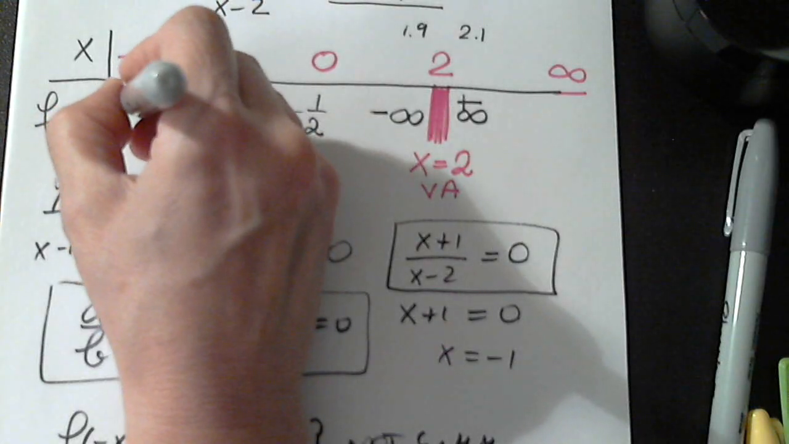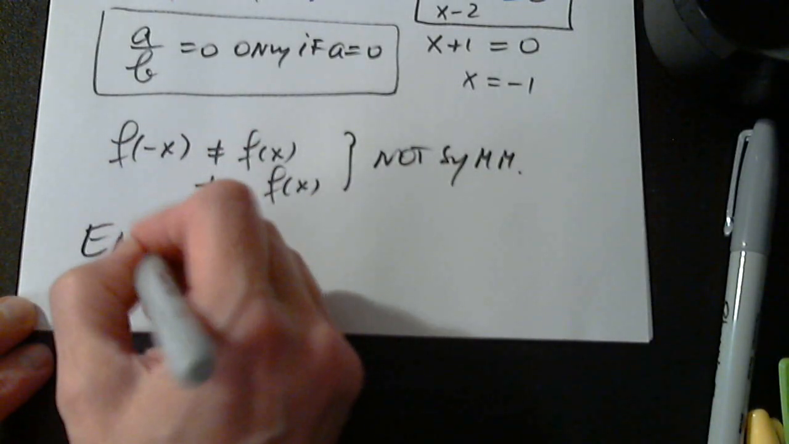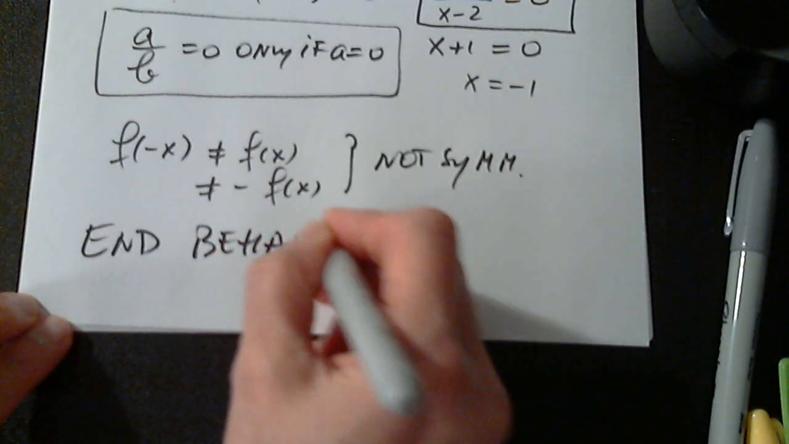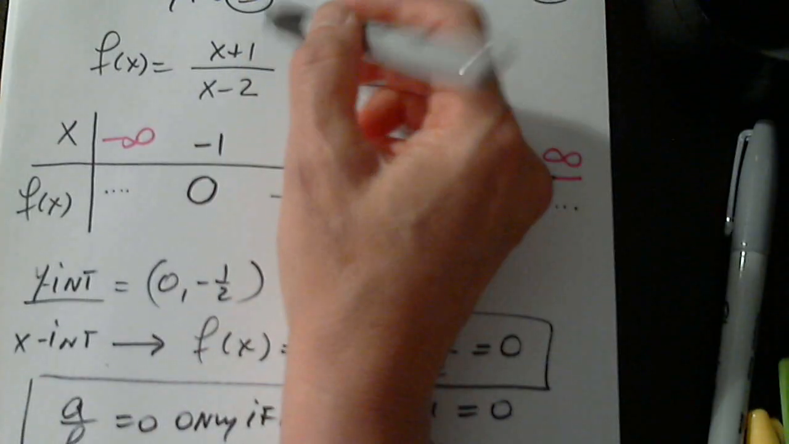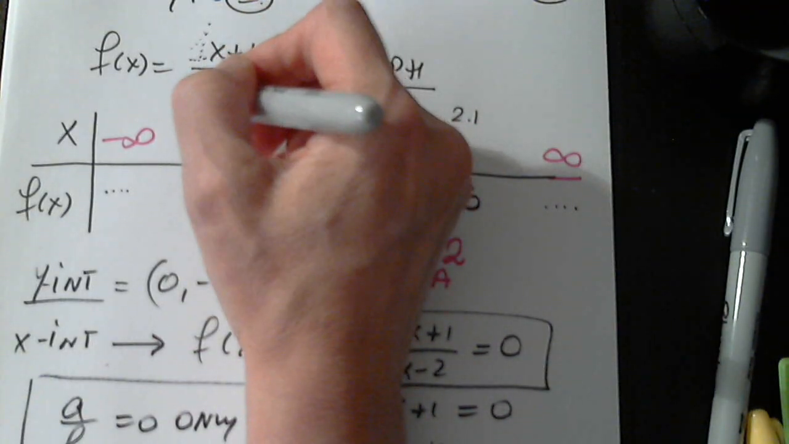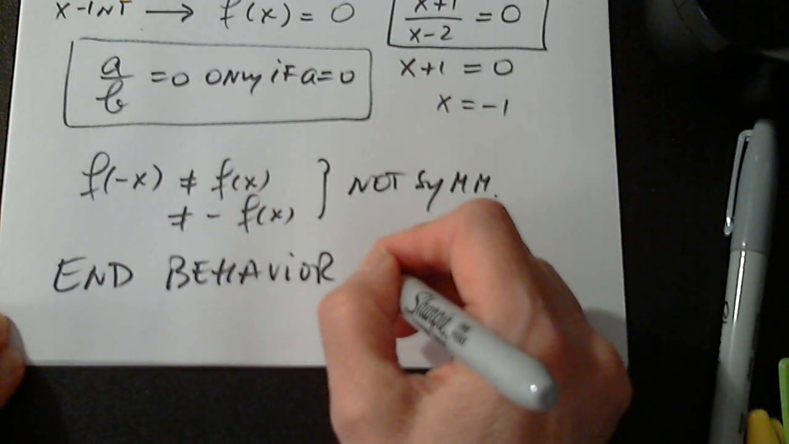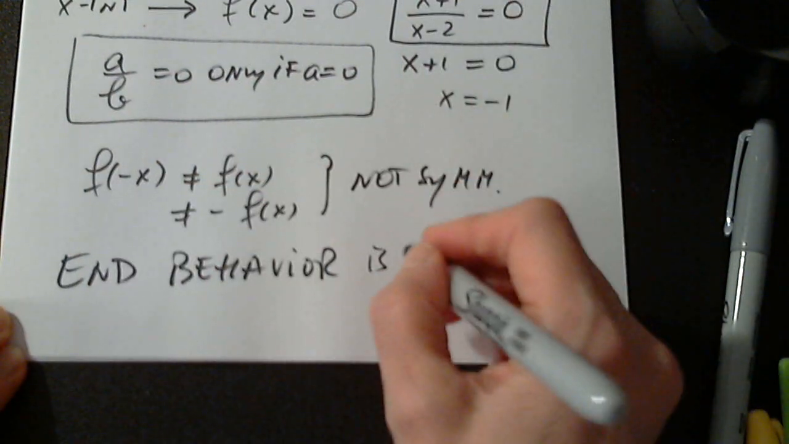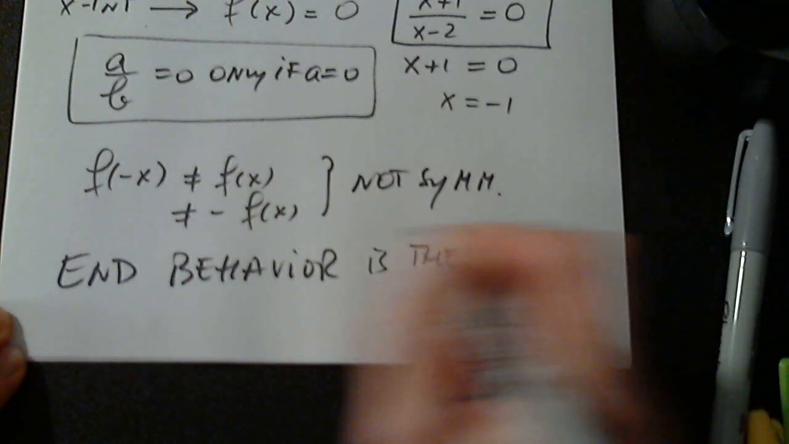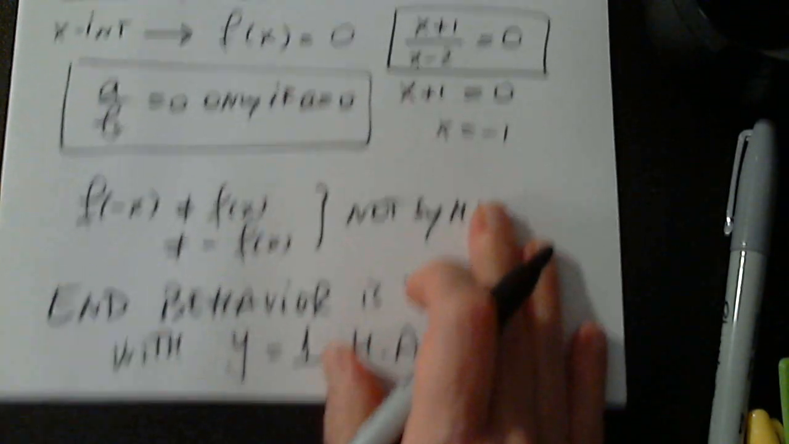Final step is this. Okay, what is that? Well, it's so-called end behavior. Very simple. For same degree over same degree, it is the leading coefficient over the leading coefficient, and that is also the horizontal asymptote. So the end behavior in this case is the same, type 1, with y equals 1 horizontal asymptote.